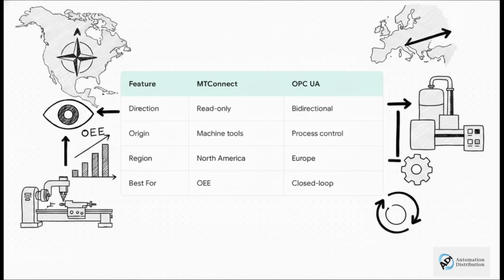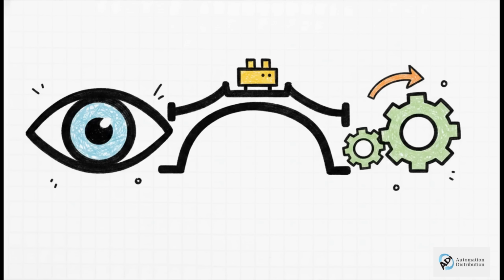OPC UA, on the other hand, is bidirectional, meaning it can both read and write. It originated over in process automation, is highly preferred in Europe, and is best when you need closed-loop control and broad device interoperability. So if your goal is purely to monitor uptime and throughput safely, MTConnect is generally the lighter, safer choice. But if you need to integrate at the control layer and write commands back to the machine, OPC UA is your tool. But hey, here's the really great news.